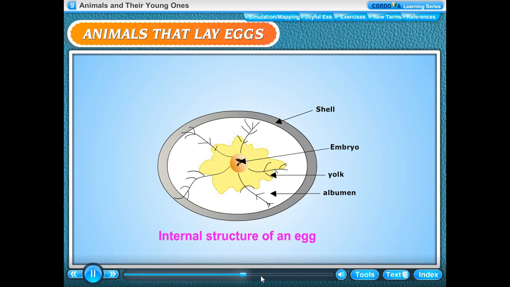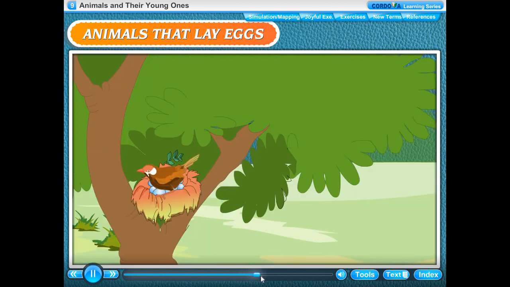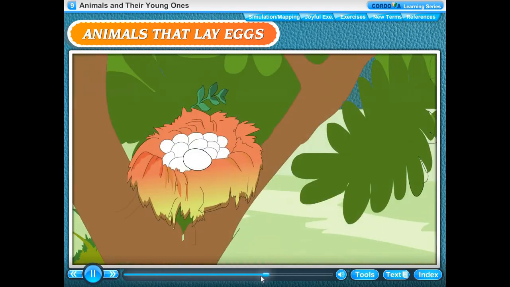The embryo develops into a chick only when the egg is kept warm. The parent bird keeps the egg warm by sitting on it. It takes about 21 days for the fully grown chick to break the egg and come out. This is called hatching. The young ones do not have feathers and their eyes are closed. The parent birds feed and teach them how to fly. They look after them till they are strong enough to look after themselves.